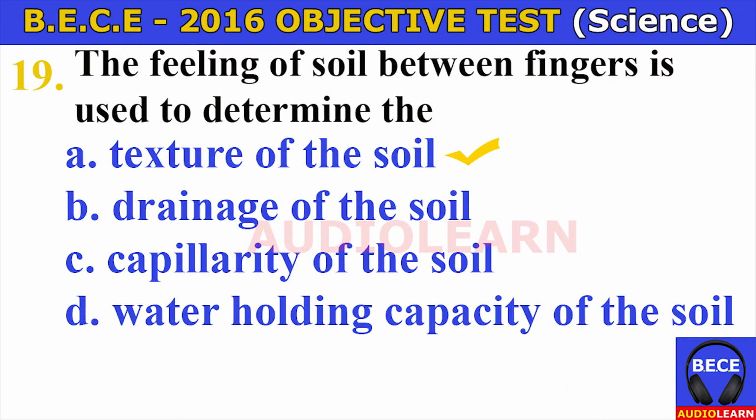Number 19. The feeling of soil between fingers is used to determine the A. texture of the soil, B. drainage of the soil, C. capillarity of the soil, D. water holding capacity of the soil. And the answer is A. Texture of the soil. The feeling of soil between fingers is used to determine the texture of the soil.